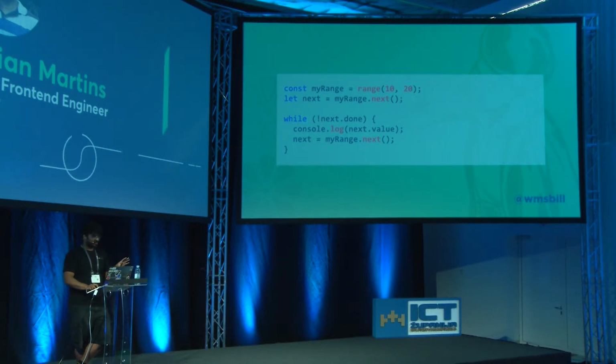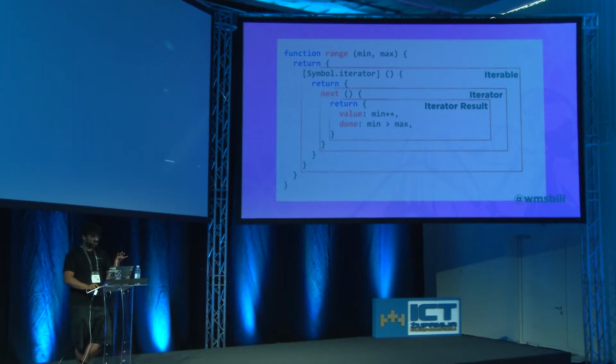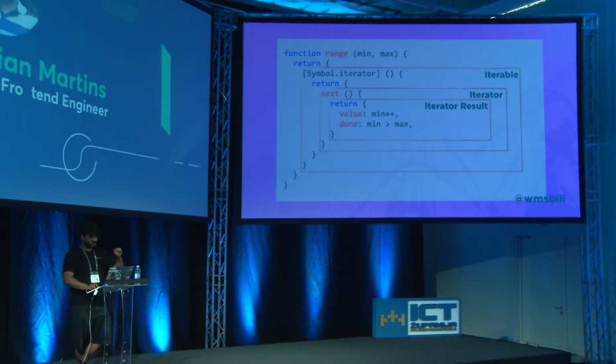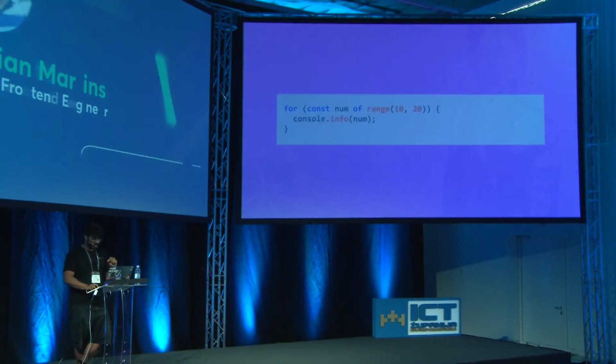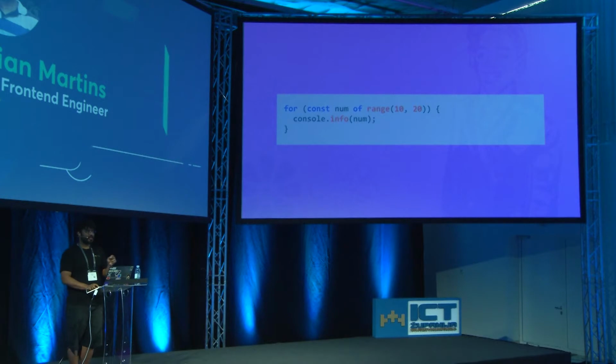But let's make this iterable, right? To make it an iterable, I need to extend our range example by wrapping the returning function under the iterable protocol, using the Symbol.iterator method. And now that I have an iterable, I can use for...of to iterate over it.